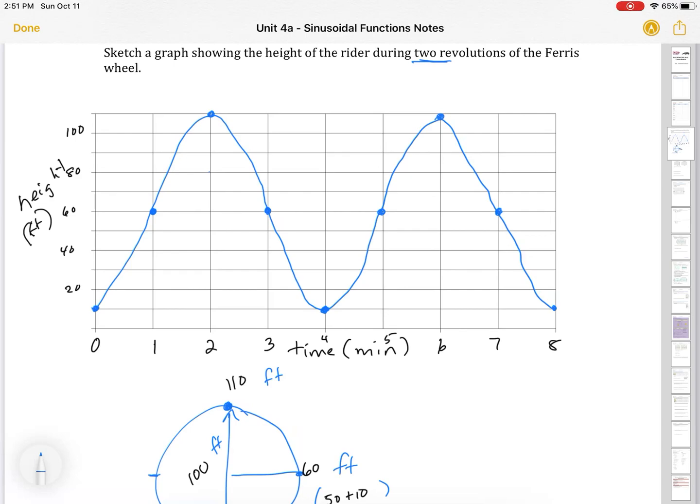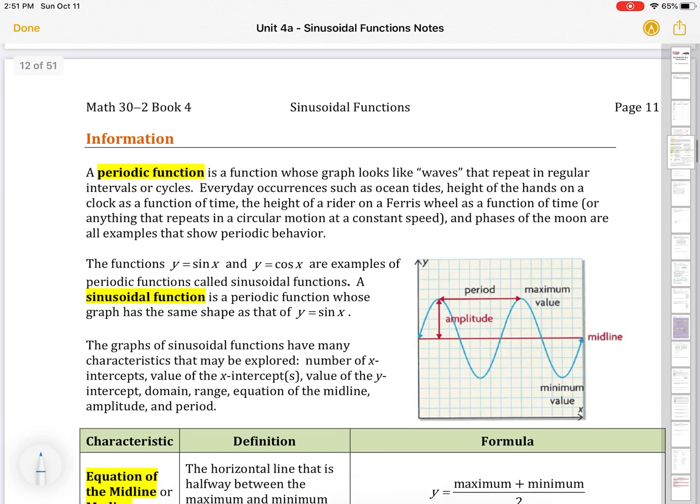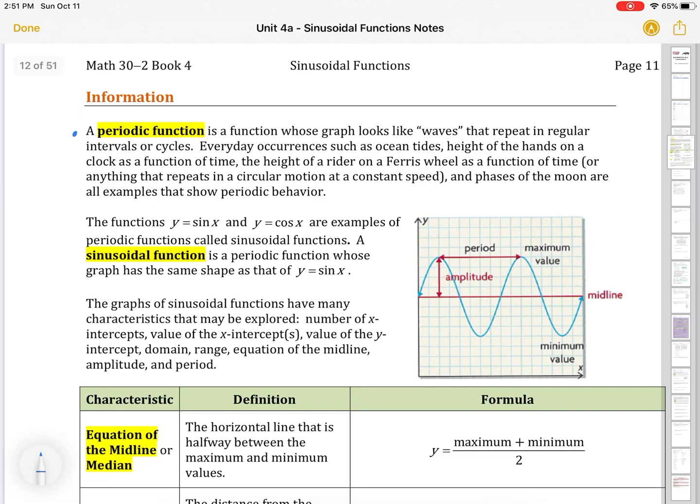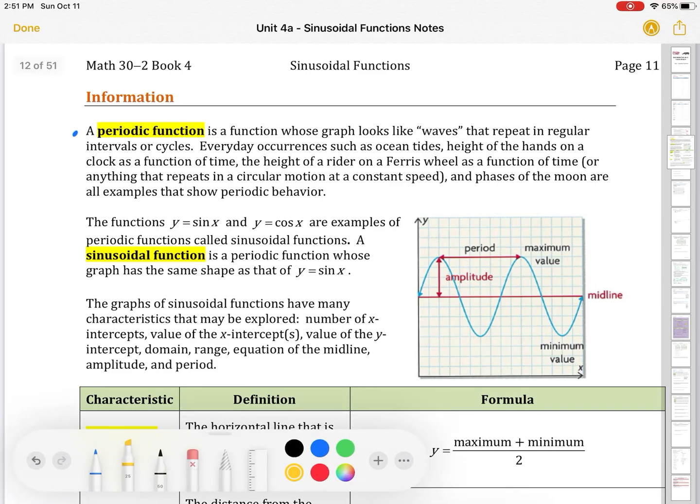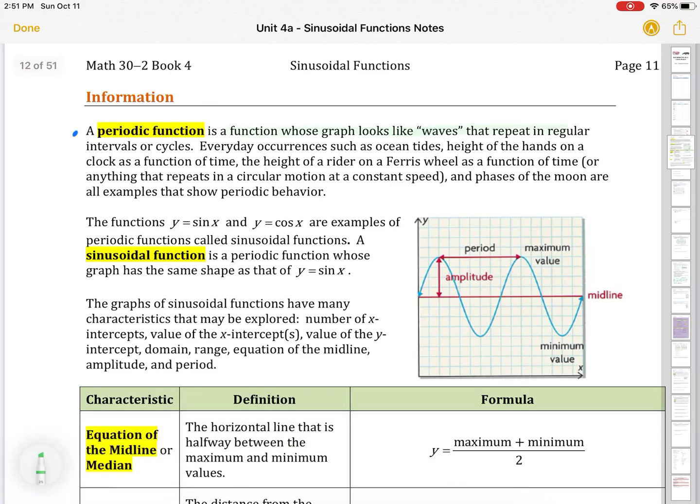Okay? Now, as you notice, the curve in the second half and during the second revolution looks pretty much like the first revolution. And so what we're getting is this repeated pattern. And if we did more revolutions, we would get more repeated patterns, okay? So we're talking about a periodic function. It's a function whose graph looks like waves that repeat in regular intervals or cycles.